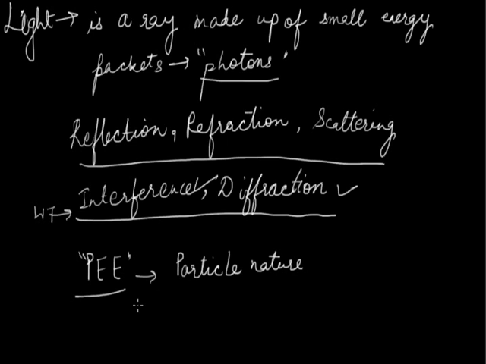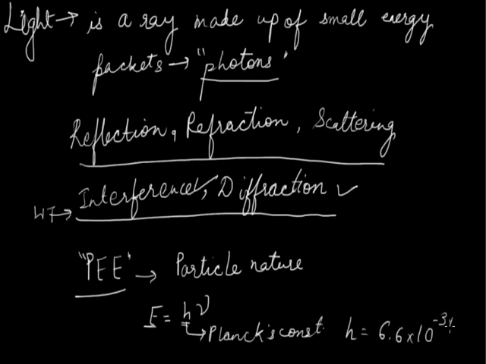In this, the energy of a photon, which is contained in the light ray, is given by the formula E equals h nu. Here E is the energy of the photon, h is Planck's constant. Planck's constant has the value h equals 6.6 times 10 raised to power minus 34 joule second, and nu is the frequency of the light wave.